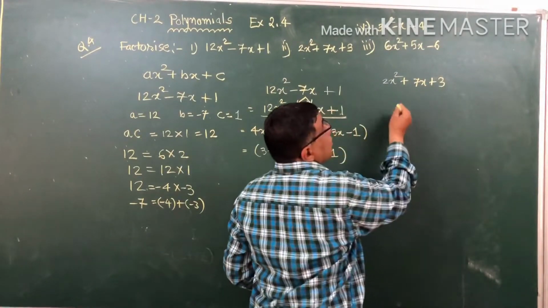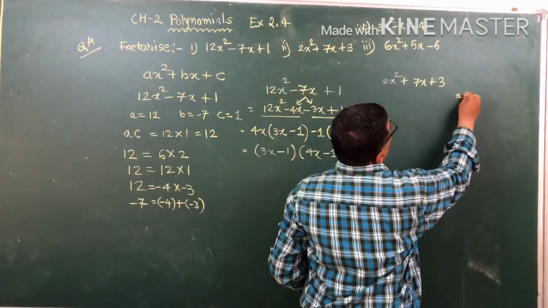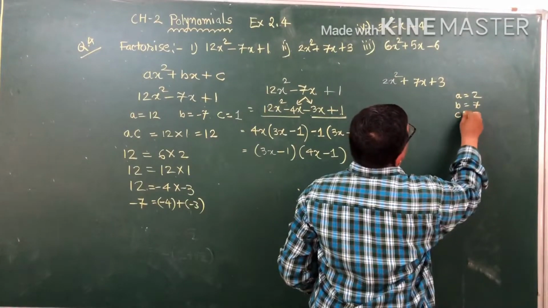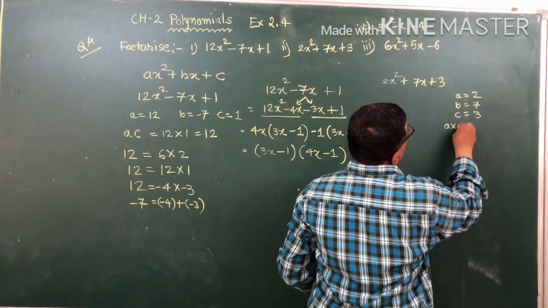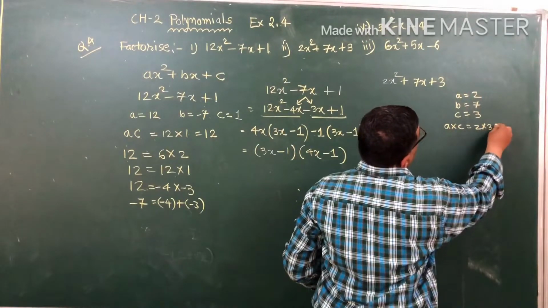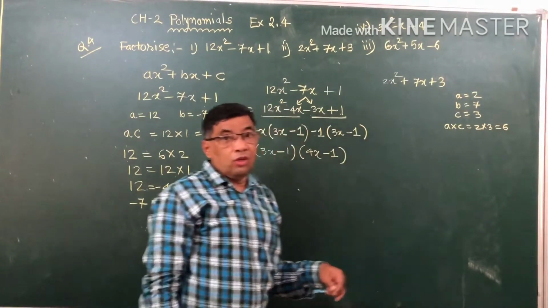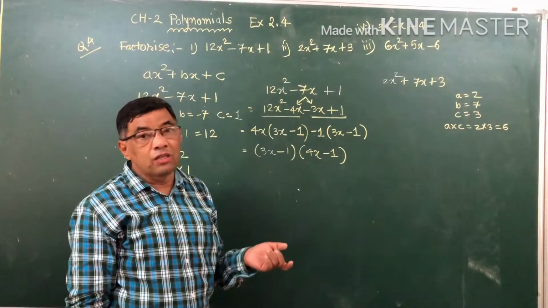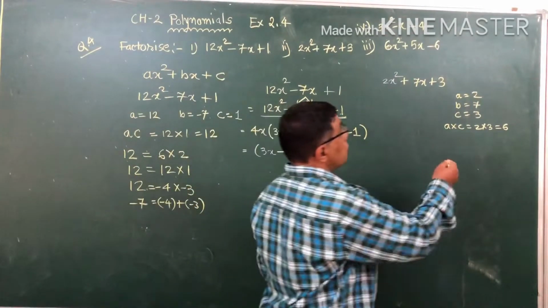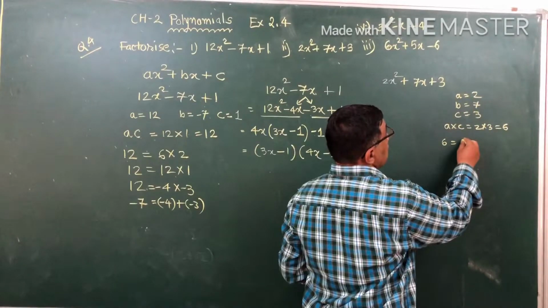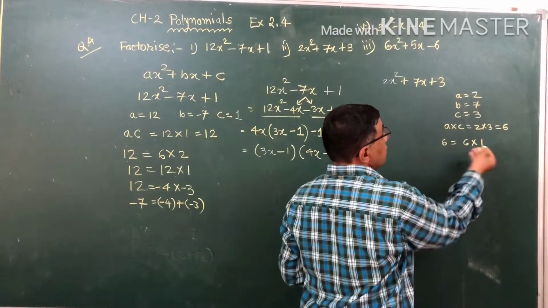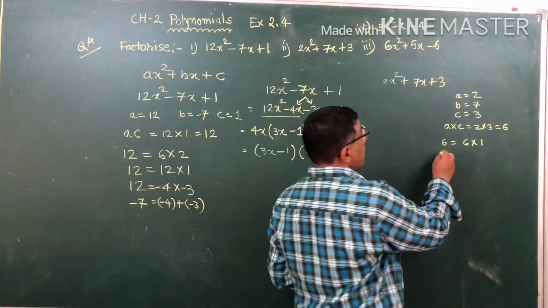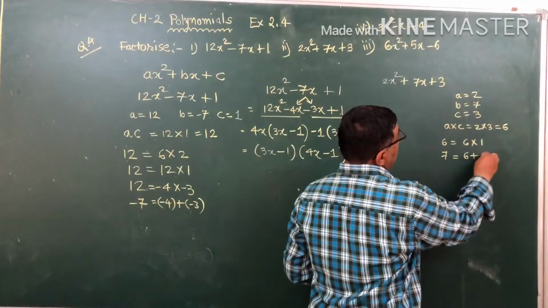and plus 3. So in this sum, what is A? A equals 2. What is B? B equals 7. What is C? C equals 3. What we get, A into C, 2 into 3, which is equal to 6. So we have to factorize plus 6 in such a way that we get the total 7. B we want. So 6 we factorize, here 6 into 1, 6 into 1 is 6, and 6 plus 1 we get 7 also. So we are getting 7 here by adding these two factors.